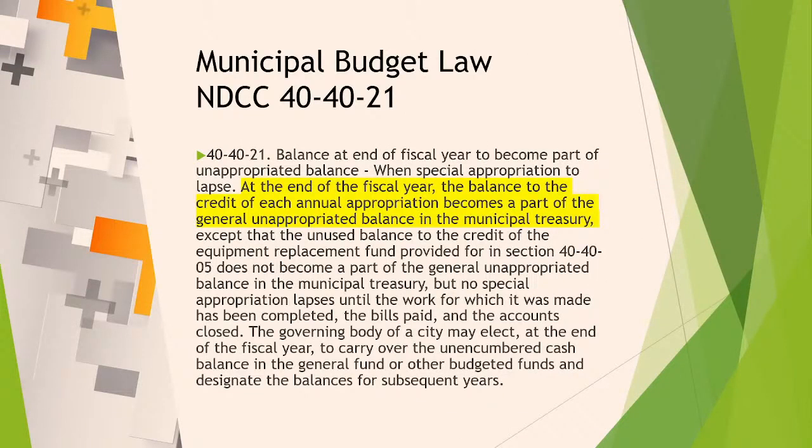So municipal budget law, this is in North Dakota Century Code, the section dealing with the municipal budgets, and we've highlighted this section in yellow here, and it tells us at the end of the fiscal year, the balance of each appropriation becomes part of the general unappropriated balance in the municipal treasury, and it goes on to have some more details. So essentially what that means is that appropriation lapses at the end of the year. There are a couple of exceptions with that. If we are engaged in a contract or we have contracted for services that haven't been fully completed yet, we can encumber that appropriation into the next year.